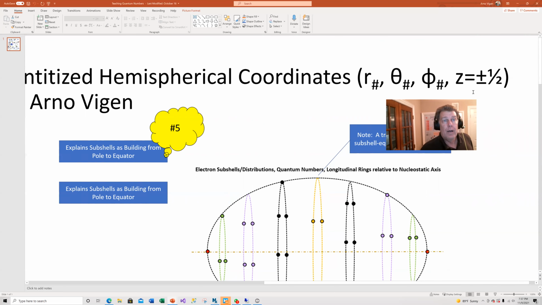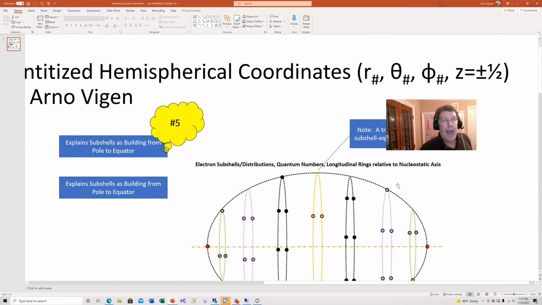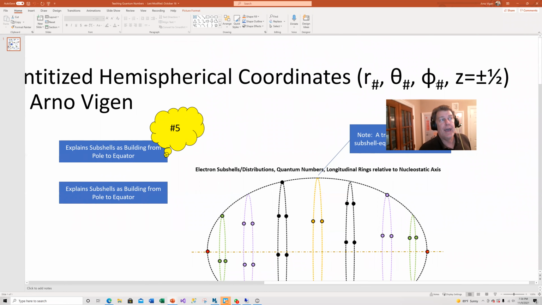So now I have a new way of looking at things that I think anybody at any level from 5th grade up can understand, not just chemistry, but also the advanced concepts of quantum numbers.